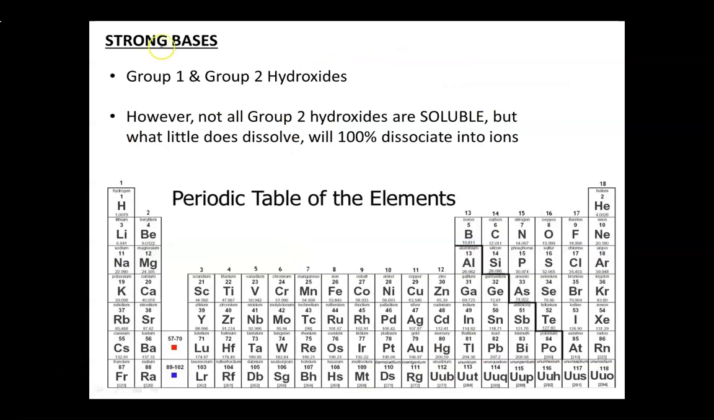For strong bases, there's no need to memorize a story. At that point, it's essentially just the group 1 and group 2 hydroxides. So anyone in group 1 that's a hydroxide, so lithium hydroxide, sodium hydroxide, potassium hydroxide, or any group 2 elements that are hydroxides, like beryllium hydroxide, magnesium hydroxide, calcium hydroxide, etc. Group 1 and 2 hydroxides are considered to be strong. So these strong bases are going to have the single-headed arrow again, 100% breaking up into whatever cation they are, and then the hydroxide ion behind that.